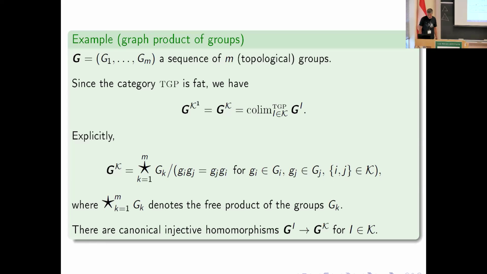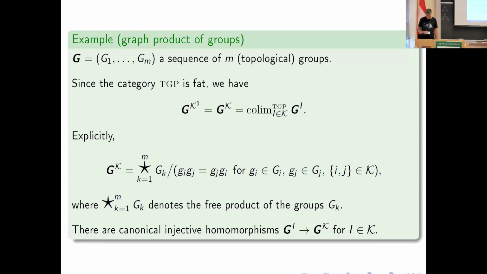And also you have these canonical injective homomorphisms from the products of your groups over any subset to your graph product. So if your simplicial complex is a discrete set of points, then you get a free product. And if it contains a complete graph, then you get the Cartesian product. Then you have something between them.